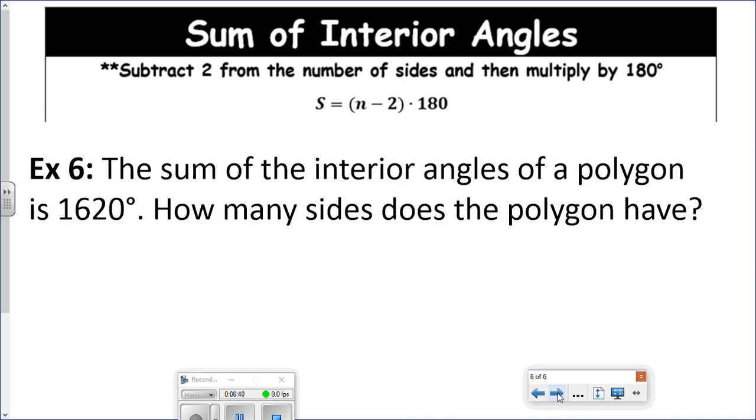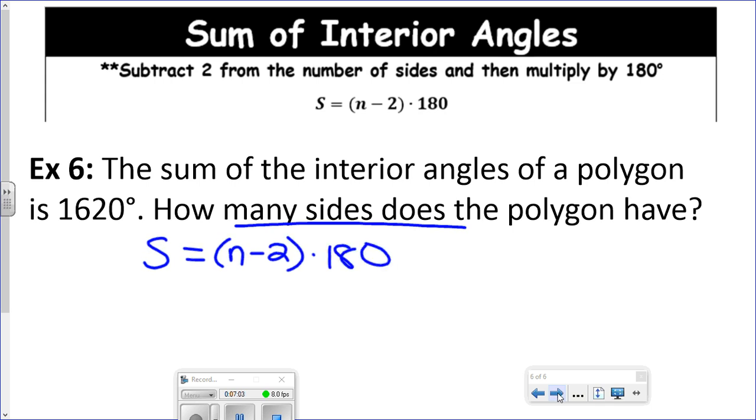And the last one. It says the sum of the interior angles of a polygon is 1,620 degrees. How many sides does the polygon have? Well, now we're trying to find the number of sides. All the questions before, we had to do something with finding the sum. But this time they gave us the sum. But this just means I can work backwards in the equation to figure out how many sides there are.